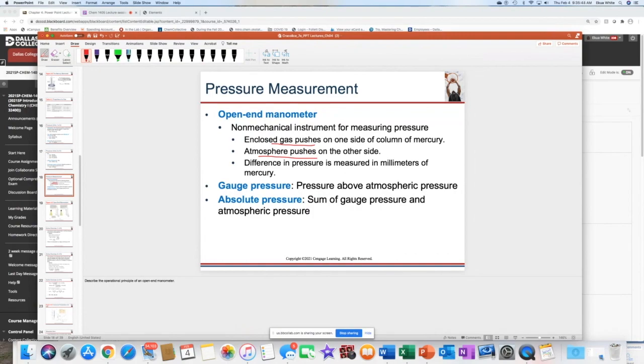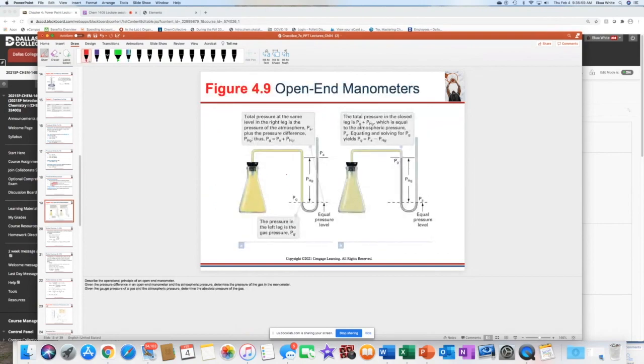So I will show you the manometer so you can see where these gases are acting. The enclosed gas, the atmospheric gas, and then the difference in the pressure here. Okay, so with that, we can figure out the pressure of the gas. So there's a picture right here that shows you how to actually work this out.